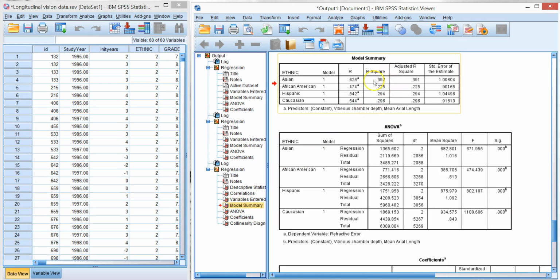So here's our model summary again. We added two variables, but we didn't do much better than with just one. Here we have 0.392, versus 0.341 with chamber depth, and 0.390 with axial length. We're not getting much by putting in two variables.